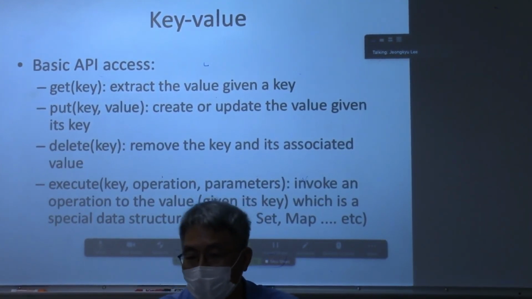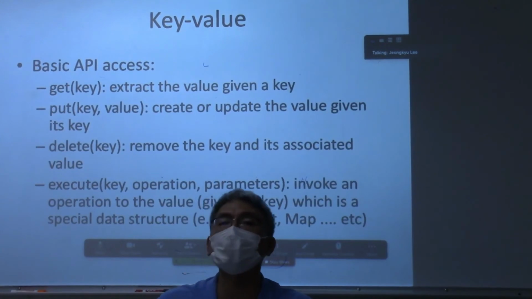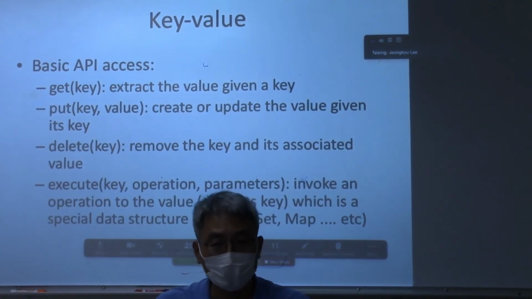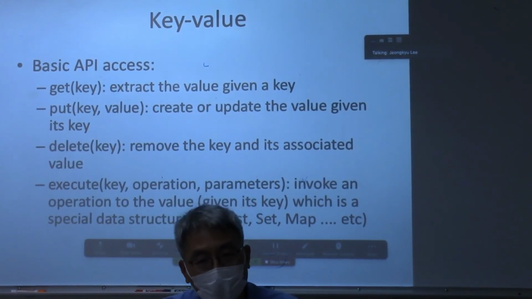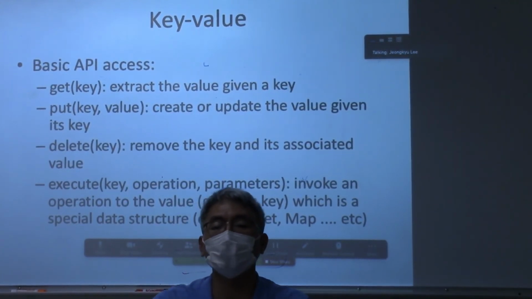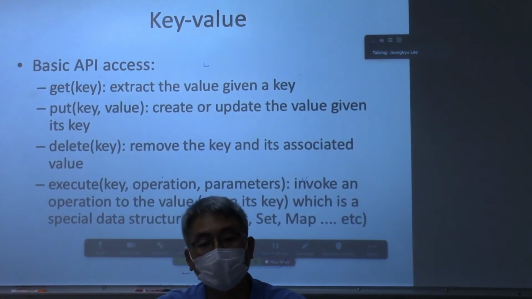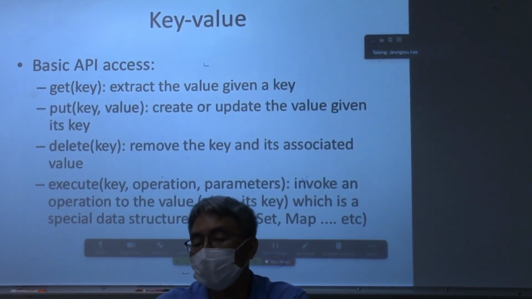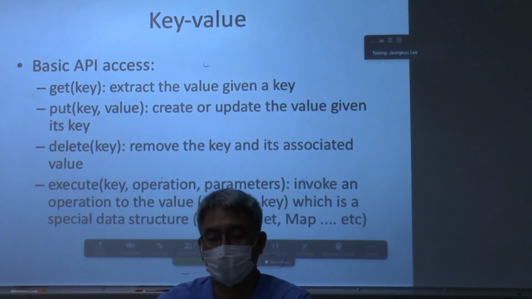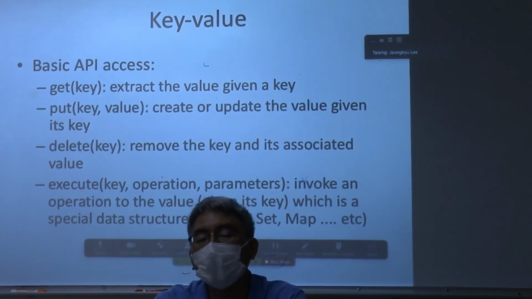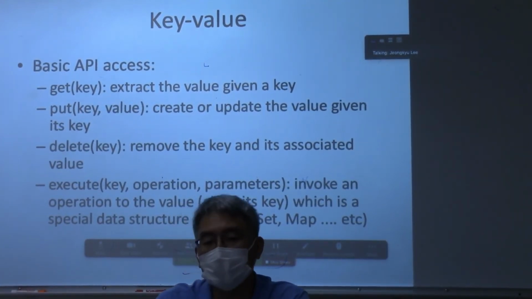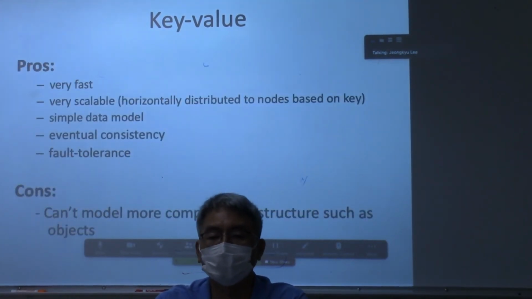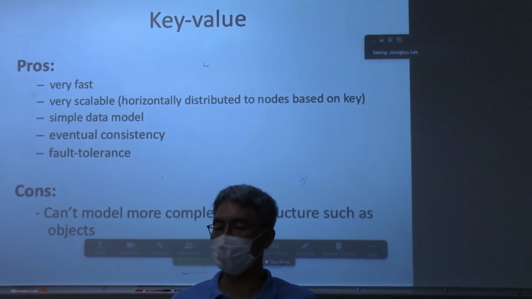But most of the NoSQL databases support API access, the application programming interface library model. The most popular one is get key. Using key, you can get the value. Put, insert, you can create the instance using key and value. Delete the instance using delete key, like that. Okay. So key value is the most popular one.